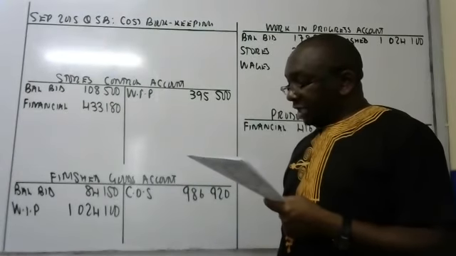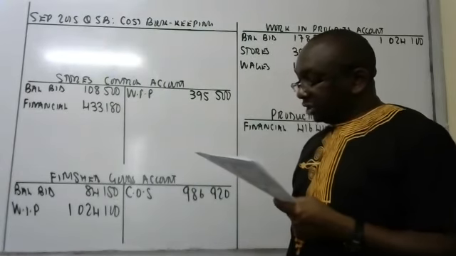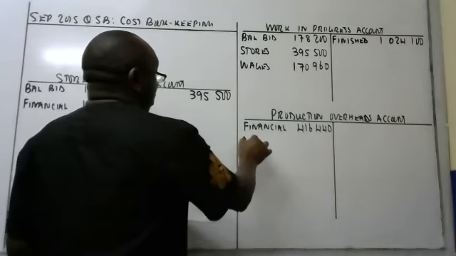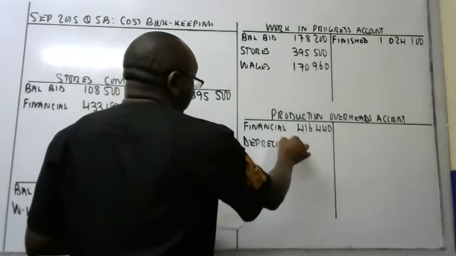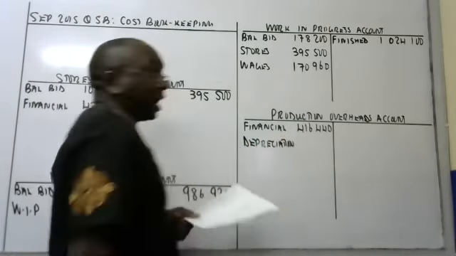Then we are told in the cost account, depreciation was 25,000 per month. So that depreciation is part of production overheads. So we will debit here because of depreciation and then credit the depreciation account, which is not part of our workings. 25,000 there.